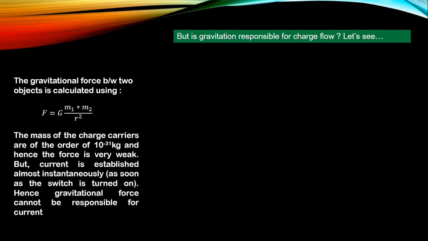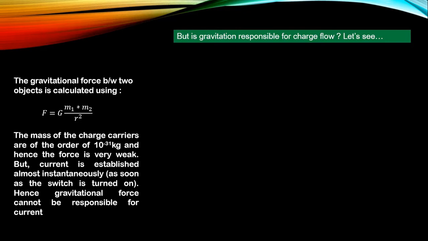The masses of the charge carriers are of the order of 10 raised to minus 31 kg or 10 raised to minus 27 kg, and hence the force experienced between two such objects is very weak. But we know that the current is established almost instantaneously. As we turn on the switch, the current flows through the circuit. Suppose we are turning on a bulb. If we switch on the circuit, the bulb glows instantaneously.